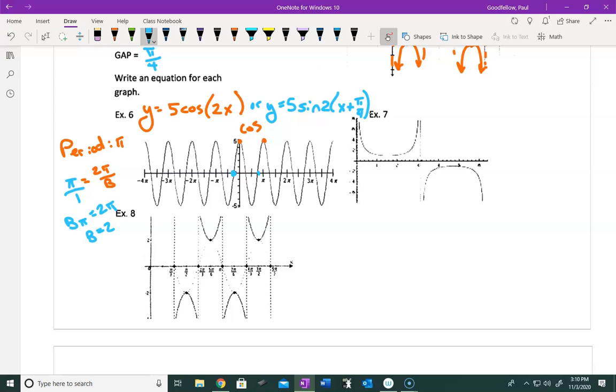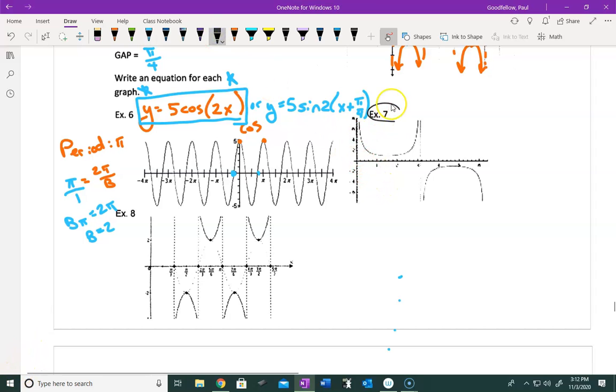Now, which answer is really correct? My point is they're both correct, but the real question is which one seems to be a better choice. And I would say that the one that has been written without the phase shift is probably a better choice of what that graph is trying to say to you.